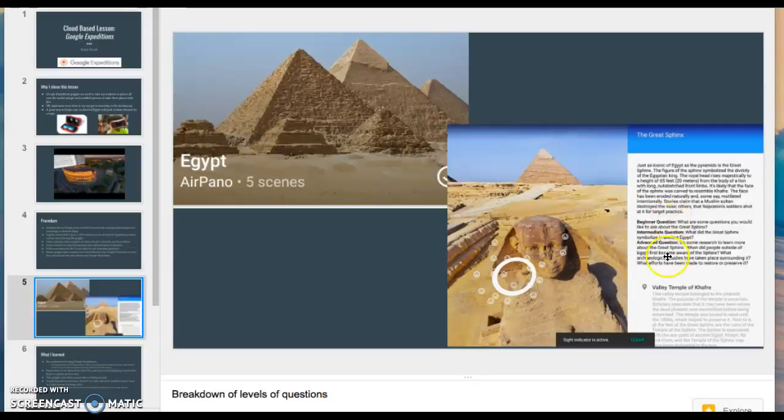And if you look here on the right, it's kind of hard to see, there are actually different scaffolded questions for you. It's a basic summary of what the students are looking at, and then it goes into the different types of questions. There are beginner questions, intermediate questions, and advanced questions. And then it also gives you some more context for the area that you're looking at. So this really helped me as the guide, being able to speak about what it is that they're looking at.